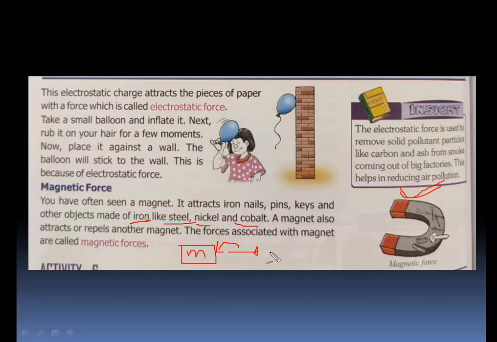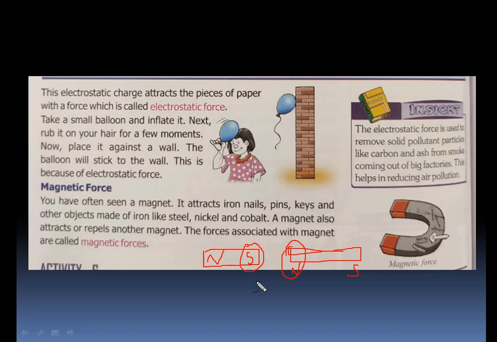Now, if you have two different magnets, suppose this is one magnet, this is another magnet. These two magnets may attract each other or repel each other. In any magnet there are two poles, north pole and south pole. Suppose this is north pole, this is south pole, this is north pole, this is south pole. Here this is the south pole of this magnet, this is the north pole of this magnet. Now these opposite poles will attract each other.